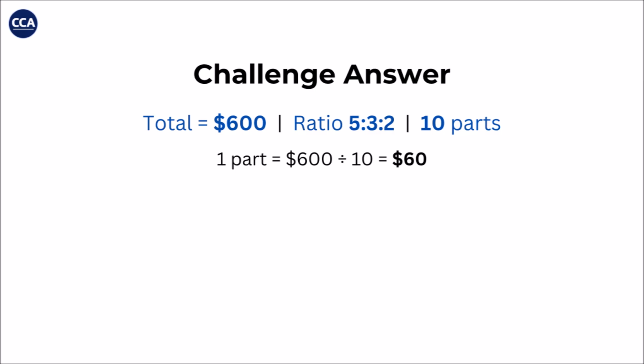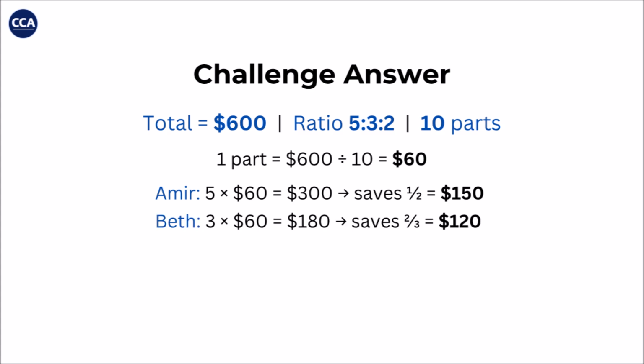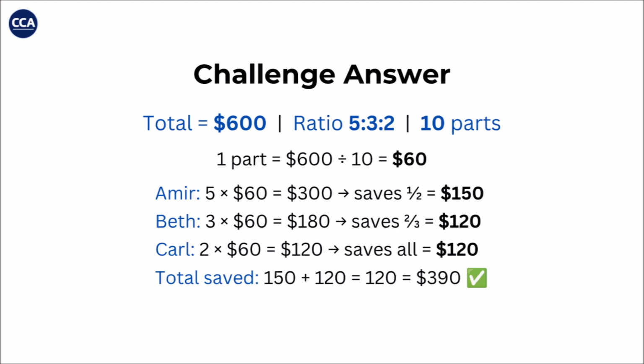Step 1. Find each person's share. Amir, 5 multiplied by $60 equals $300. Beth, 3 multiplied by $60 equals $180. Carl, 2 multiplied by $60 equals $120. Check. $300 plus $180 plus $120 equals $600. Correct.